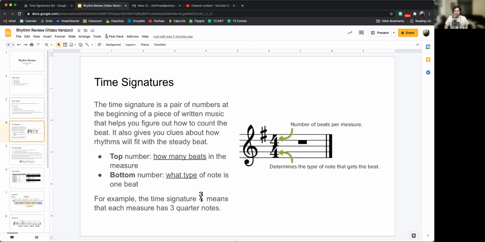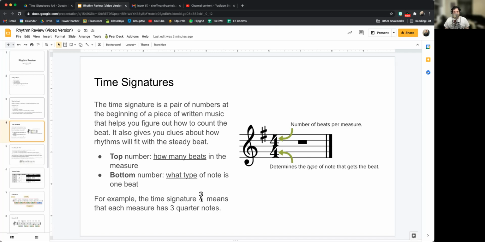Time signatures. The time signature is a pair of numbers at the beginning of a piece of written music that helps you figure out how to count the beat. It also gives you clues about how rhythms will fit with the steady beat. The top number shows how many beats are in the measure, while the bottom number shows what type of note is one beat. For example, the time signature 3/4 means that each measure has 3 quarter notes.